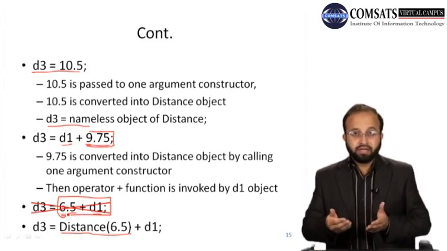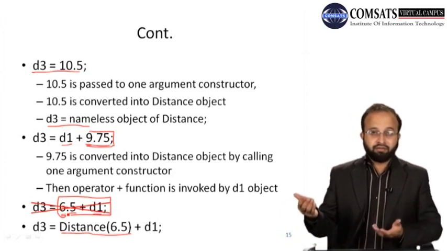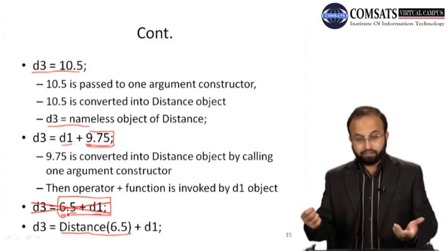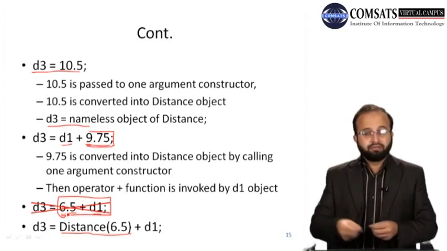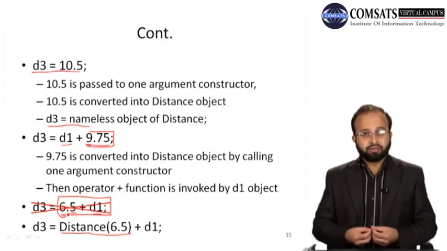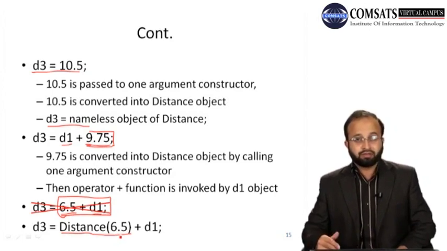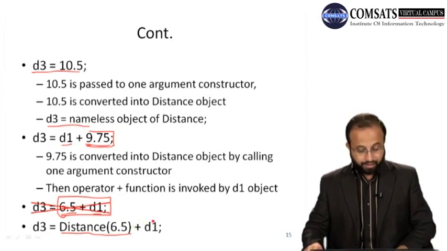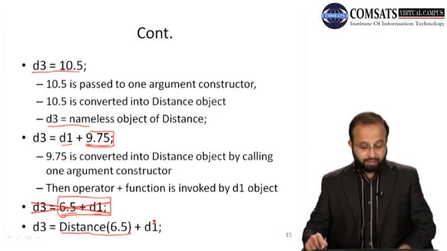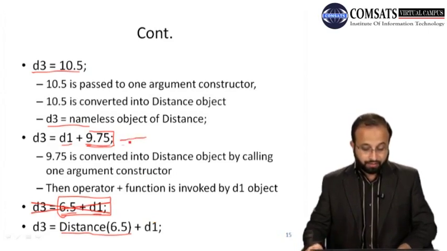Now floating point value plus and then the distance object, so it means that it will try to invoke the plus function to add two floating point numbers. But to avoid this situation we can write distance 6.5. We can explicitly call the constructor ourselves and add it to d1, right? But this is cumbersome, right? So it's not looking as convenient as this call. This call is more convenient, like d3 is equal to d1 plus 9.75.